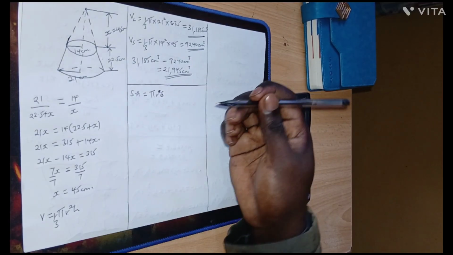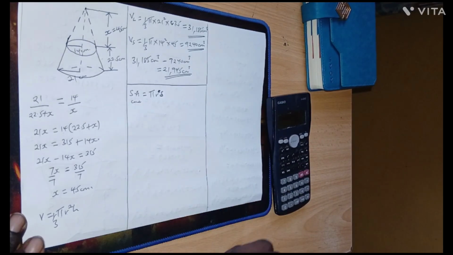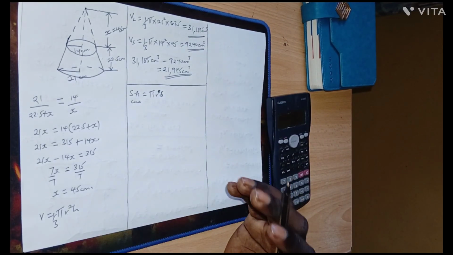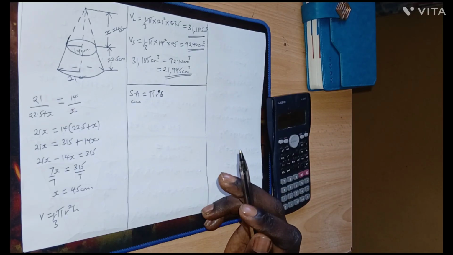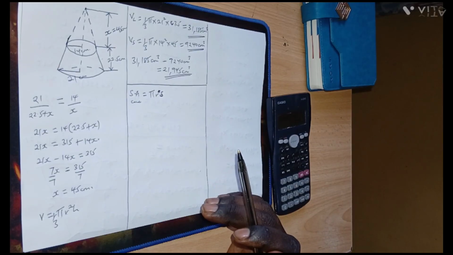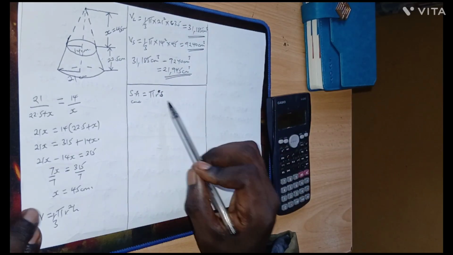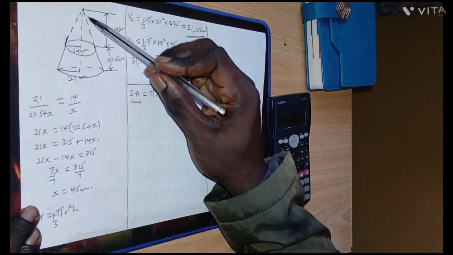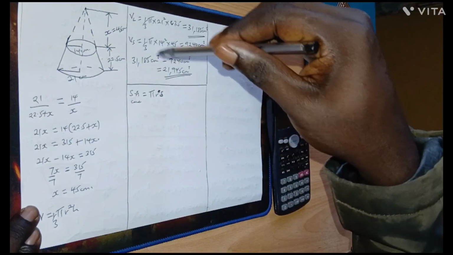Now this is surface area of a cone. We first use the formula to get the surface area of the cone. Then from that we will go further and use it to get the surface area of the frustum. To get the surface area of a cone, it's usually pi r s, and pi r s gives you this section, which is the curved part.